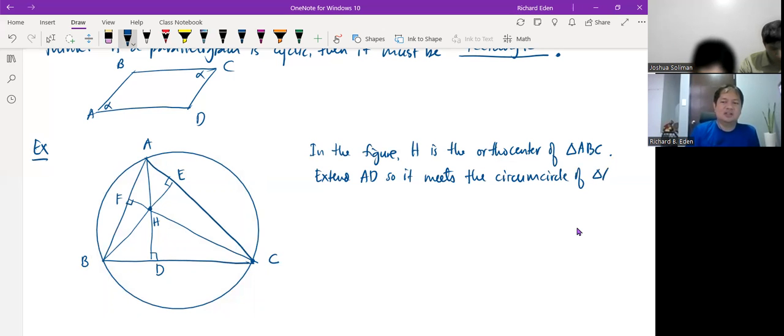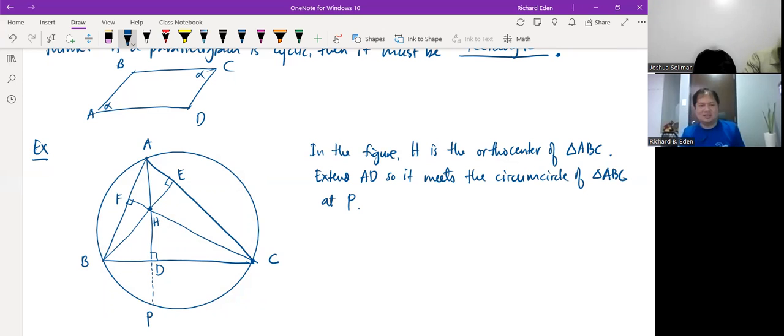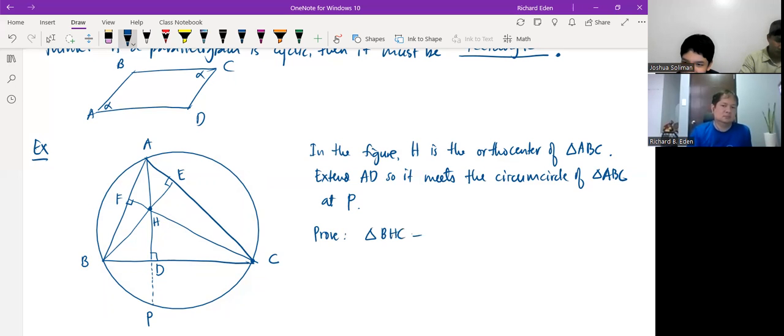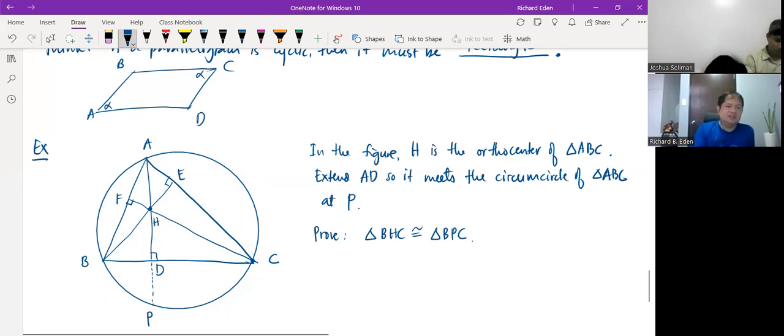Triangles and circles, triangle ABC. Okay, so extend the altitude AD so it meets the circumcircle of triangle ABC at P. So it's a point different from A. Prove that BHC and BPC are congruent.